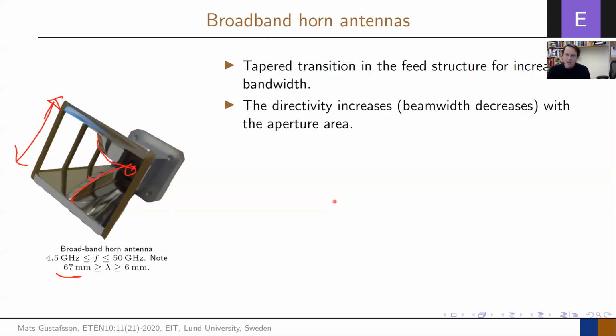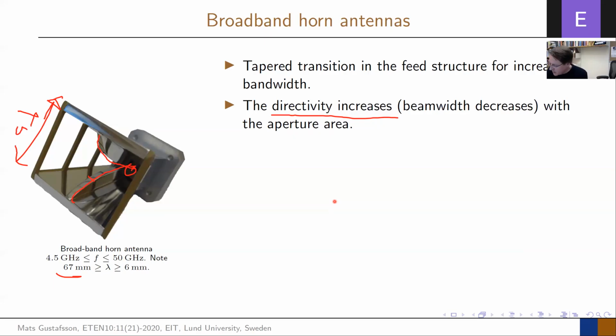And what's happening here is that the performance over the bandwidth is changing. Typically the directivity increases with the used aperture area. And that means: how many wavelengths is this? So the structure here is something like A lambda or N lambda. And the larger that is in wavelengths, the higher directivity you get of this antenna.